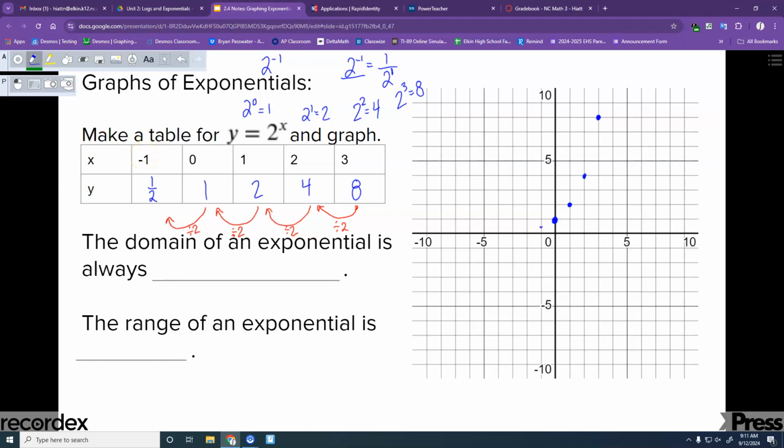All right. 2 to the negative 1 is 1/2. So this is what it's going to look like. Let's draw this in. Make sure you plot these points and draw these in.